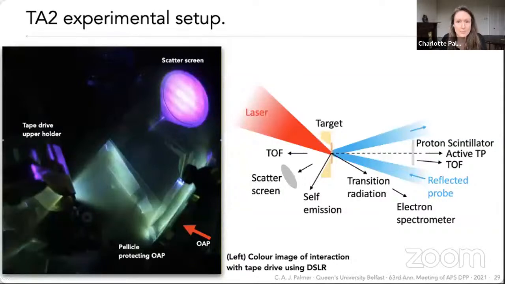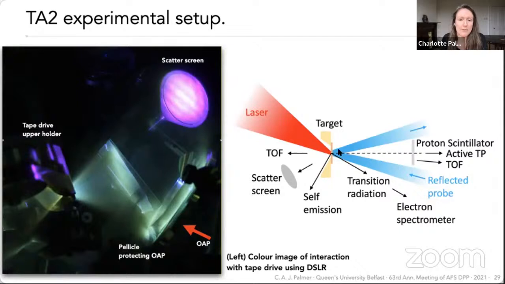Around the target, we had a suite of diagnostics, including measurements of the reflected laser light with a scatter screen at 1 and 2 omega. You can see a color image of the interaction on the left-hand side with the scatter screen glowing pink, and also these plumes of glowing material coming from the front surface and the rear surface of the target, with this pellicle before the parabola providing protection. So this is our debris shield.